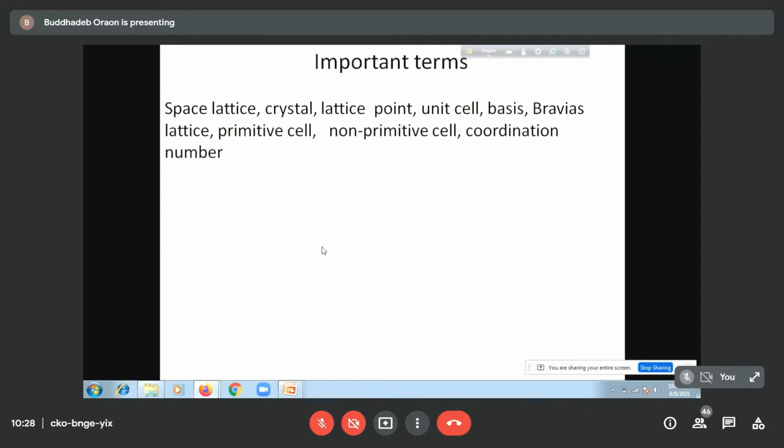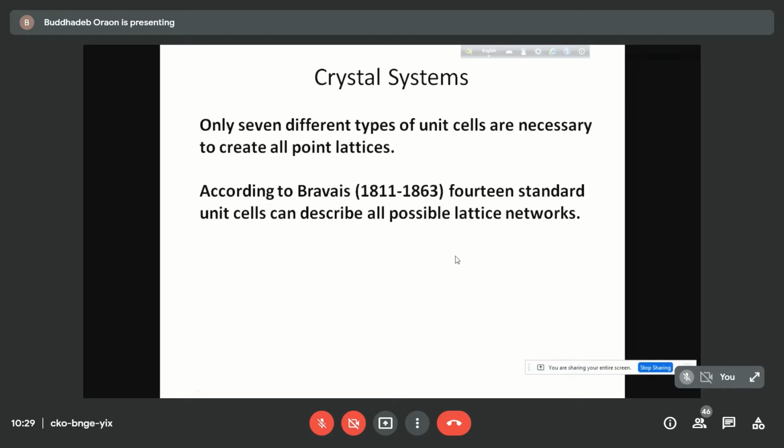Now, a primitive cell is that cell that contains one lattice point only, at the corners. That means lattice points will be at the corners only. But sometimes there will be some structures where the lattice points may not be only at the corner, but can also be at the center of the edge, or at the center of one surface of the cube. At that point it will be called a non-primitive cell. So these are some of the points. You can just glance through your textbooks, any textbook you can take.